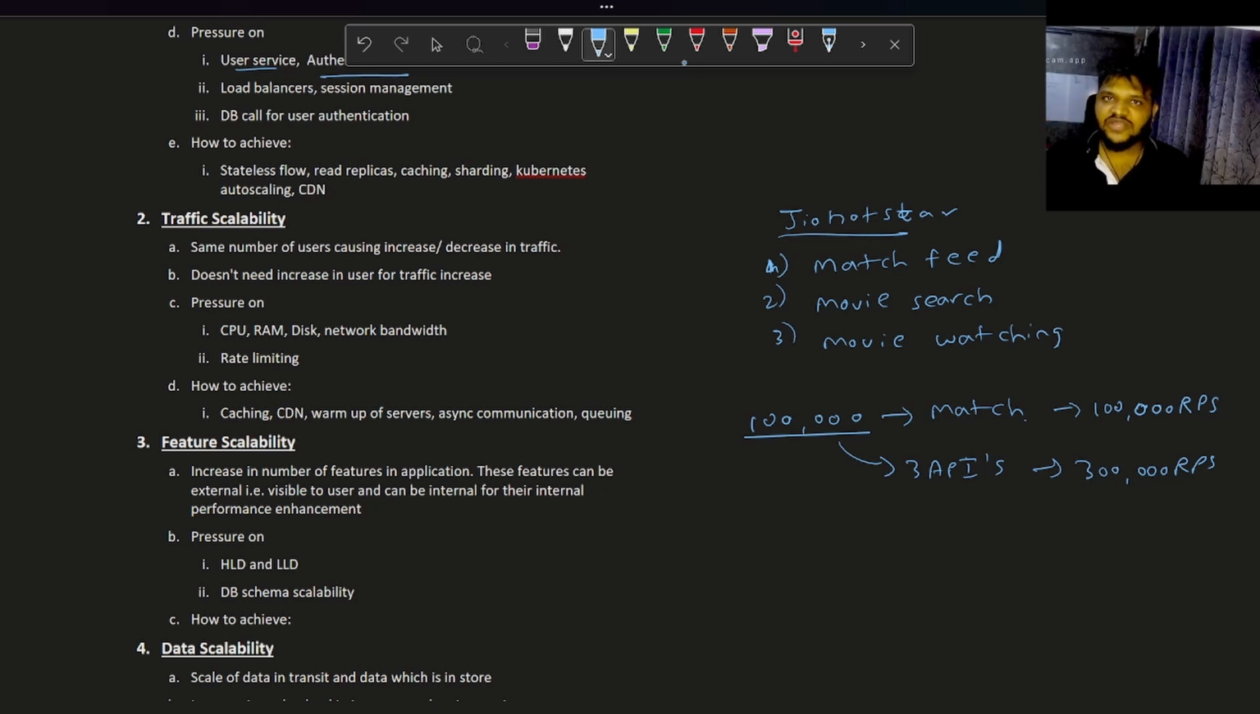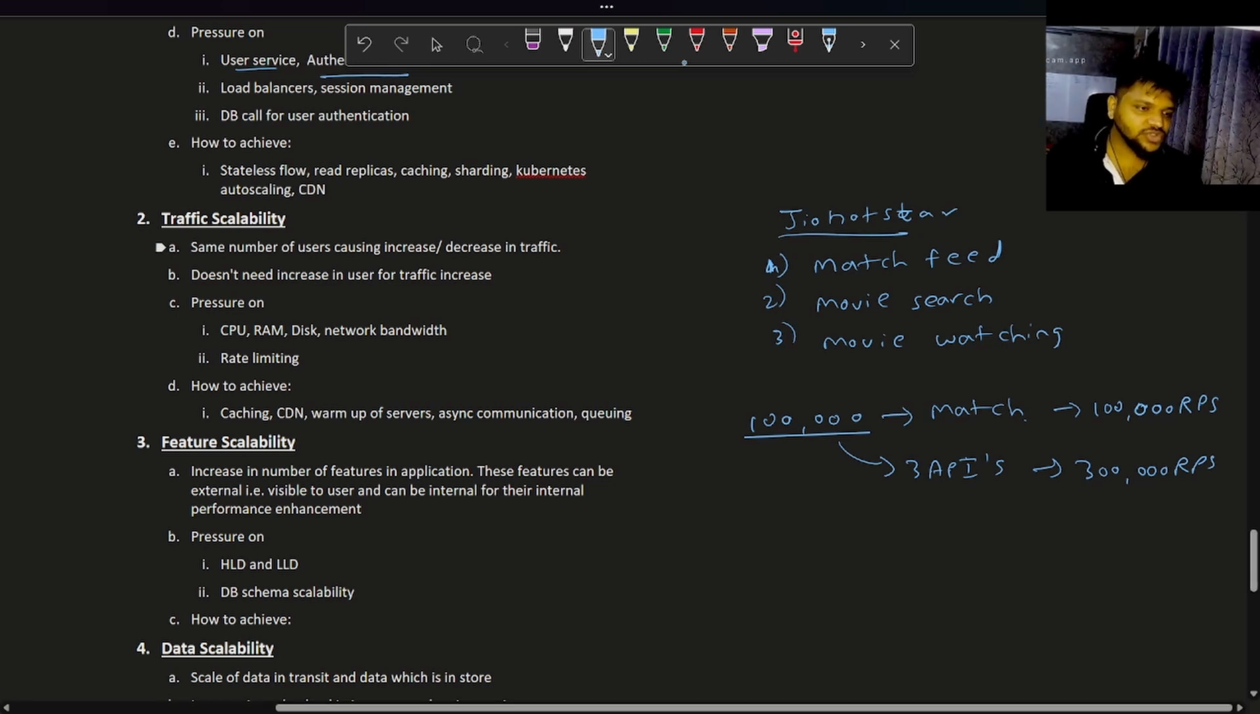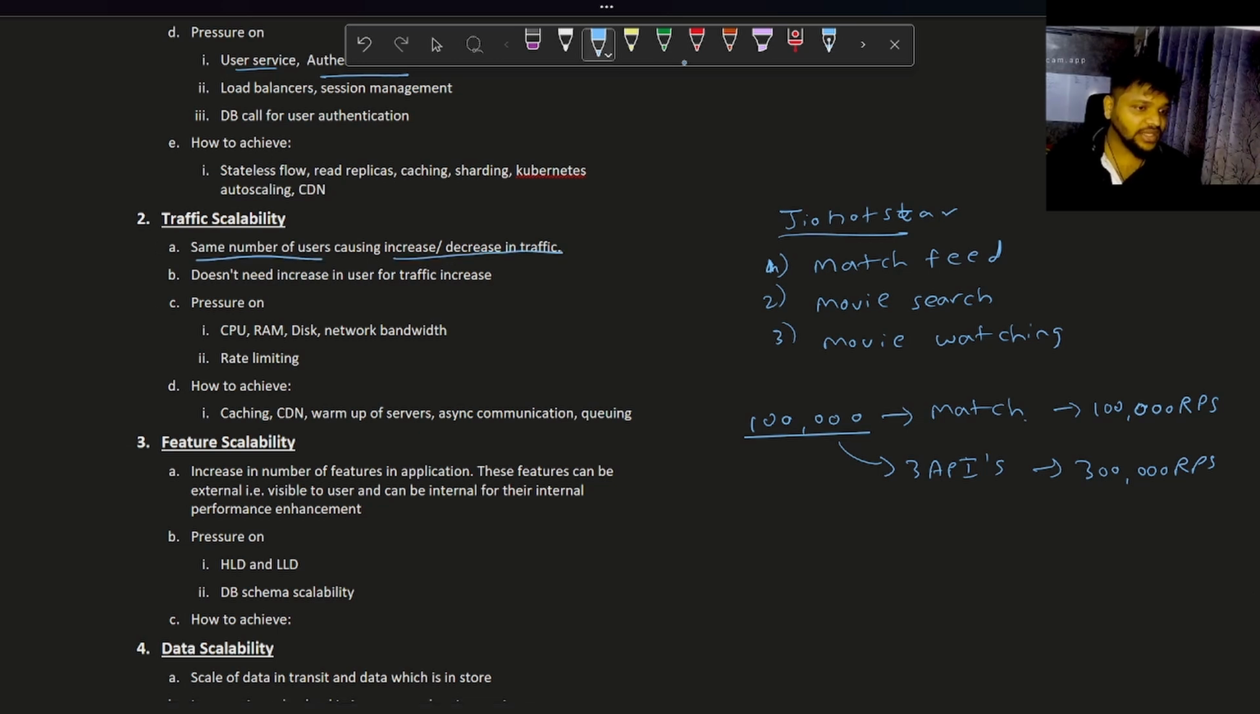I've already discussed performance in my previous video, so please watch that. Whether I'm able to serve it, it can be a concurrent request, it can be a delayed request, it doesn't matter. At that particular moment, if I am getting that many requests, whether my system is performant enough or not, that is what matters in terms of traffic scalability. So you see the same number of users can cause an increase or decrease in traffic. You don't need an increase in users for traffic to increase. Traffic can increase but the users can stay the same.